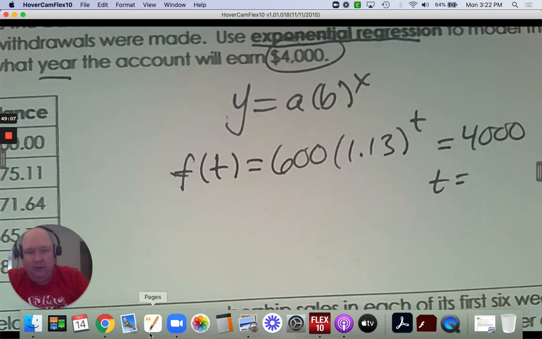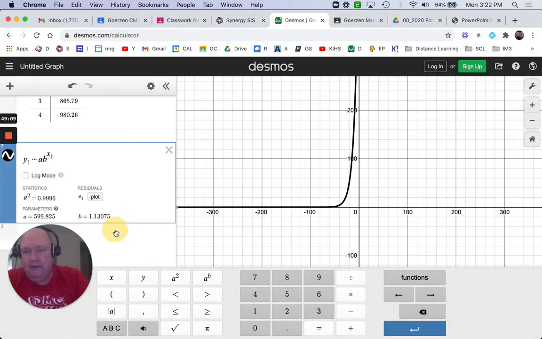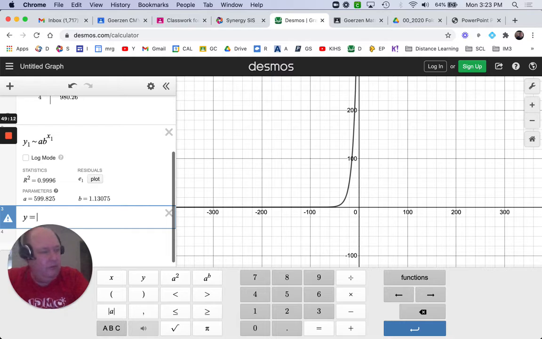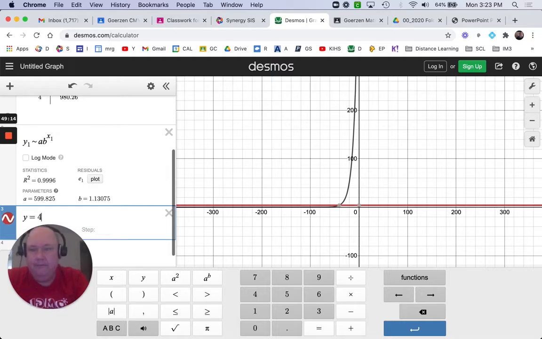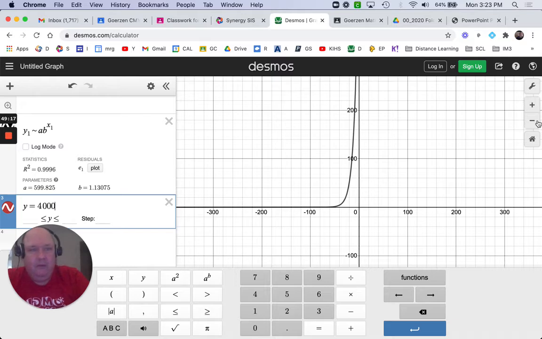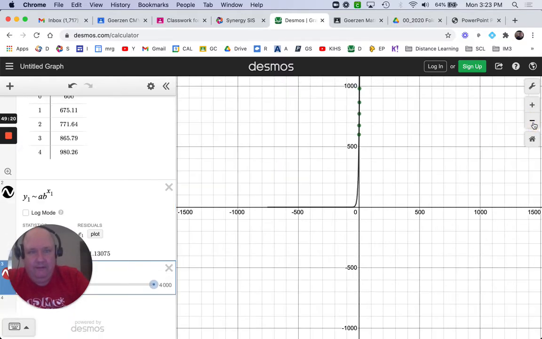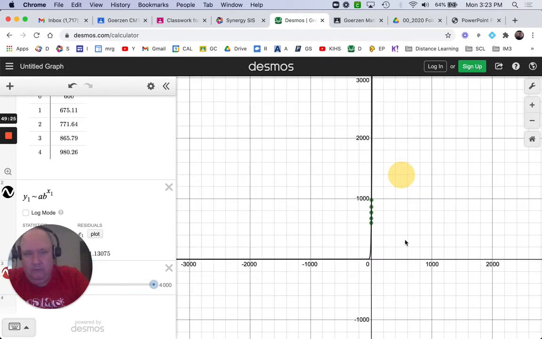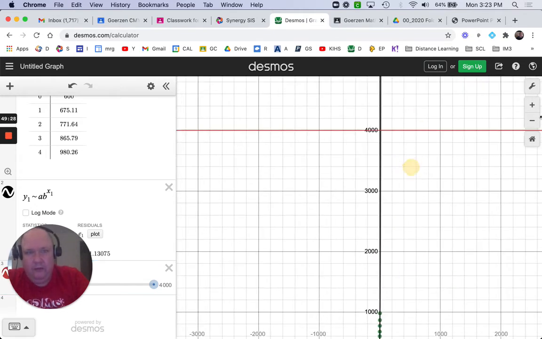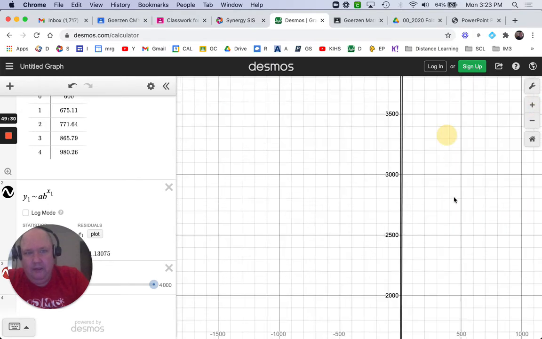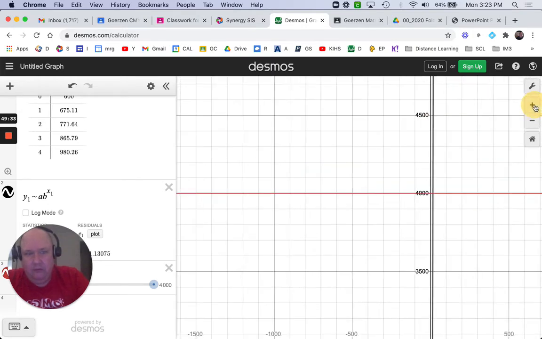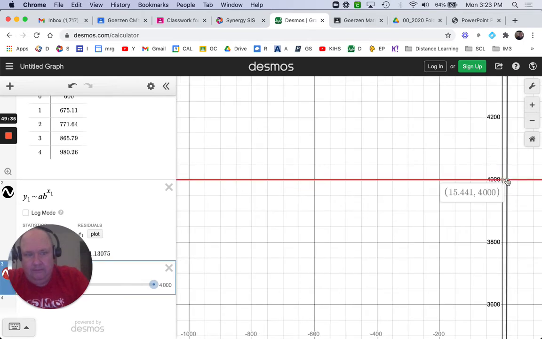So in the second window, third window, we're going to type in y equals 4,000. Then zoom out until I see that line. So there's 4,000 right there. Zoom in until you can see the point of intersection between them. Don't hit the y-intercept. So how long would it take to reach 4,000? So it's 15 years.